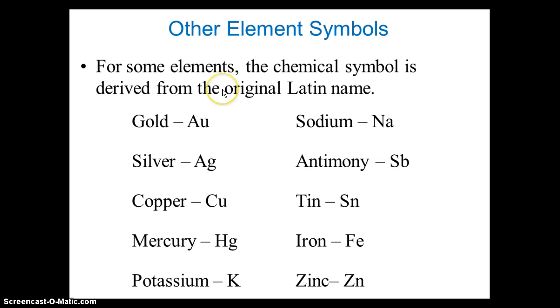Here are some more examples that derive from original Latin names. Gold, A is a capital and U is lowercase, Au. Silver, Ag. Copper, Cu. Mercury, Hg. Potassium, K, and so on and so forth. You can see antimony, Sb. Tin, Sn. So that way it's originally from the Latin name.